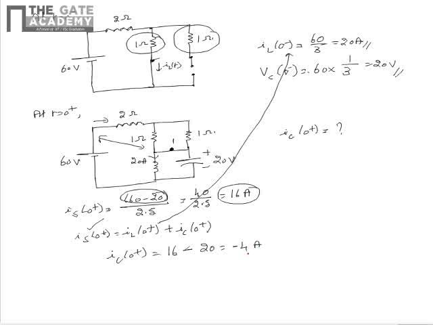From this we can see that the current through the capacitor at t equal to 0 plus, that is IC of 0 plus, can be obtained as minus 4 ampere using the properties of the inductor and capacitor during the transient nature. Hence the correct option is C.